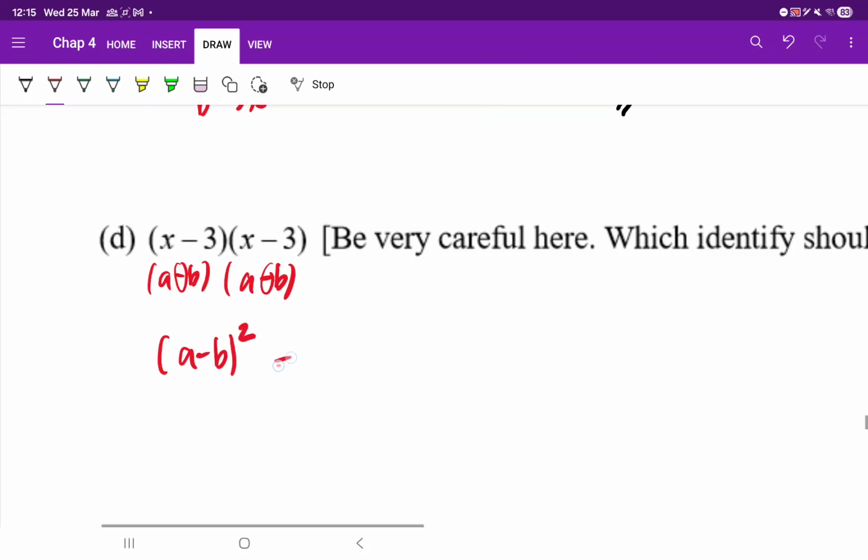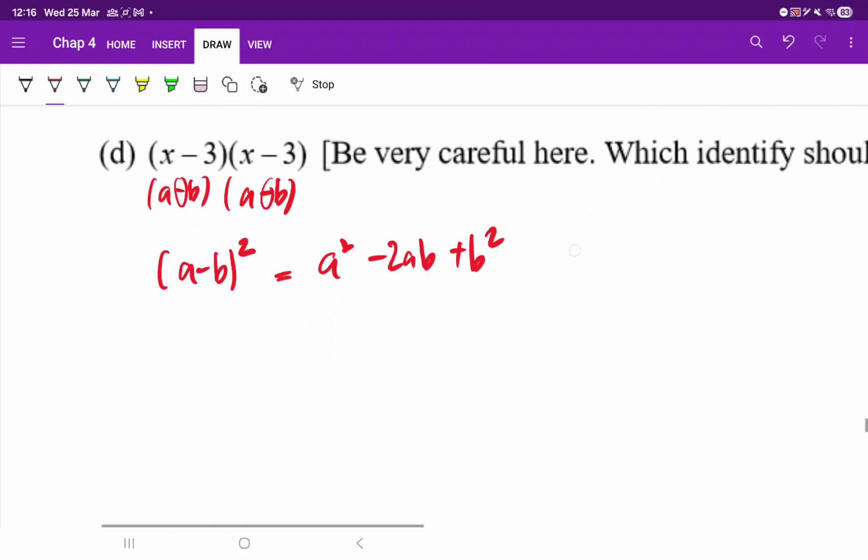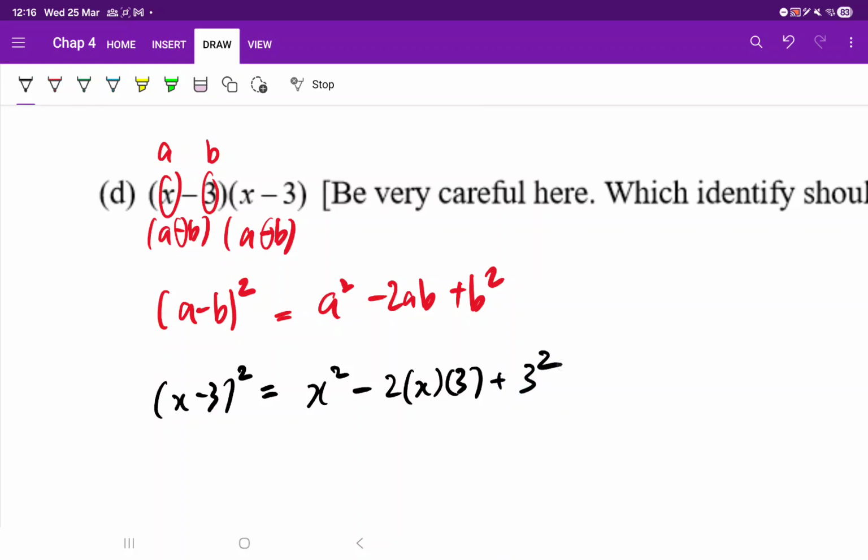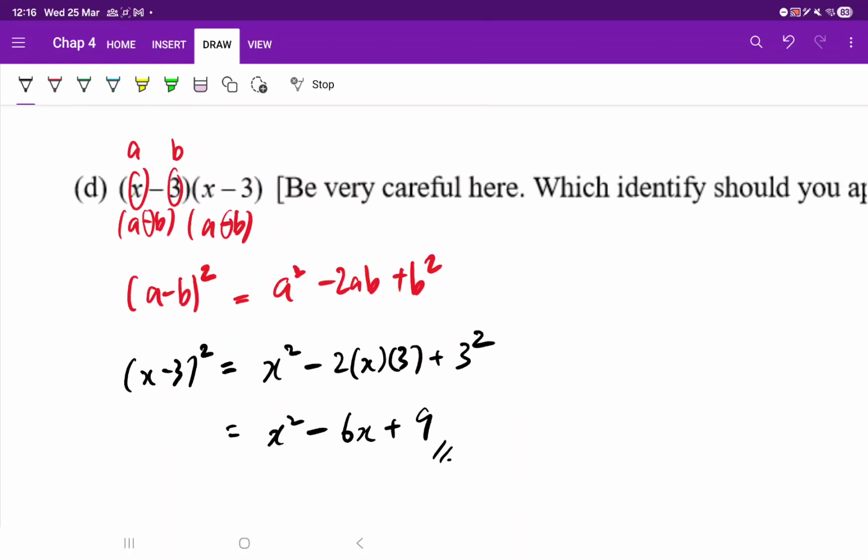What is the formula for this? I will write down here for the video, but for the rest of us, you can look at the whiteboard. A squared minus 2AB plus B squared. What is A? A is x. What is B? B is 3. B is not minus 3, B is 3, because I'm applying the formula that has a minus sign in the middle. Are we okay with this? Because I'm applying this formula, then I know that x minus 3 squared is actually x squared minus 2 times x times 3 plus 3 squared. That gives you x squared minus 6x plus 9. That's the answer to D. Questions?